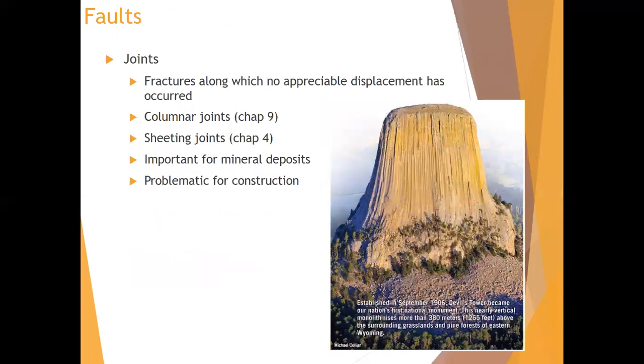One of the structures that can result from faults are joints. Joints are very common structures. If you're thinking, literally, we just talked about columnar joints, you would be correct. We just did in chapter 9. We talked about sheeting joints in chapter 4. Joints happen along fractures where there's no appreciable displacement. Most tend to form when rocks in the outermost crust are deformed.